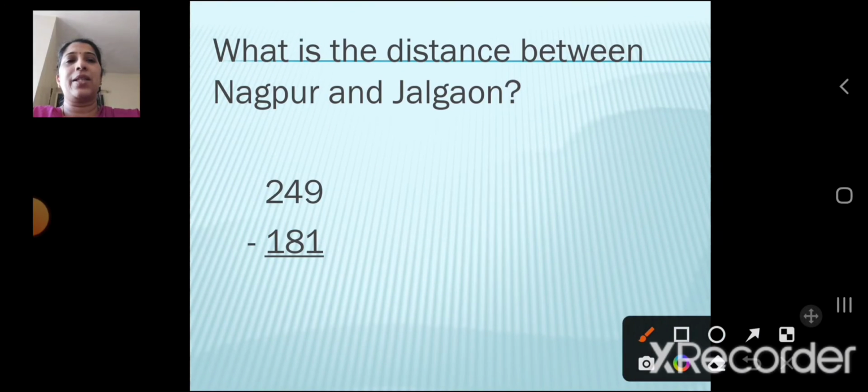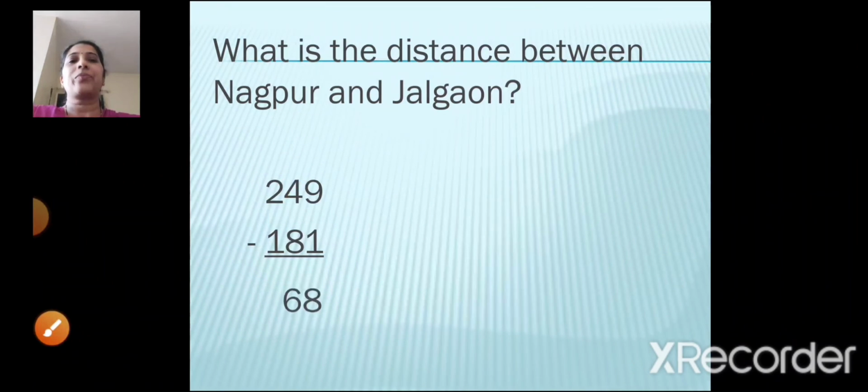9 minus 1 is 8. Now 4 minus 8 again you cannot subtract. So you are going to borrow 1 from 2. Place of 2 it will become 1. In place of 4 it will become 14. So 14 minus 8 is 6. And 1 minus 1 is 0. So you get the distance between Nagpur and Jalgaon as 68 km. Okay.